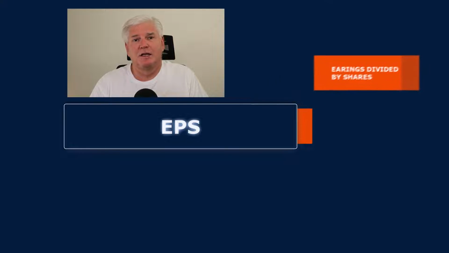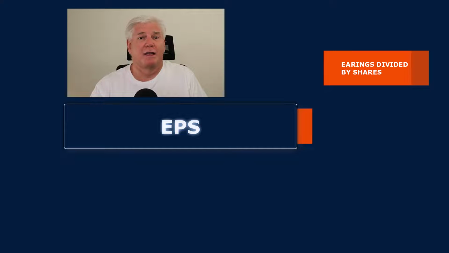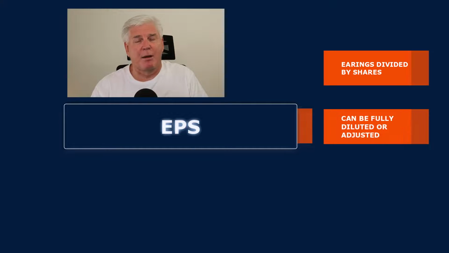Three bullet points to take away regarding earnings per share, EPS. Earnings per share is calculated by dividing the net earnings figure by the number of shares, usually the average weighted number of shares outstanding. There are a couple of adjustments that we can make to the EPS to make it on a fully diluted basis or adjusted for normalized earnings.